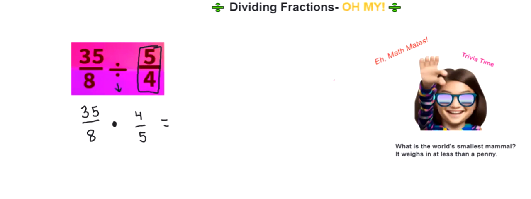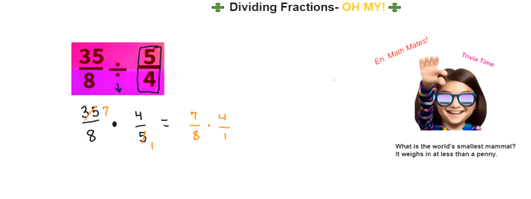Now, again, we got some pretty big numbers. 35 is a pretty big number. So let's see if we can do any reducing. Any top with any bottom. Well, 5 goes into 5 once, and 5 goes into 35 7 times. So now I have this 7/8 times 4/1. That's much better, but I think we can do better yet.